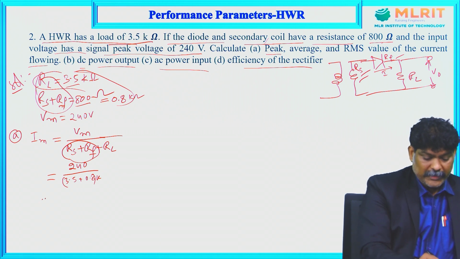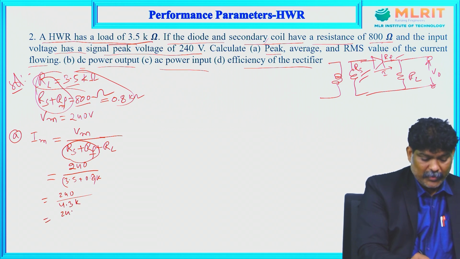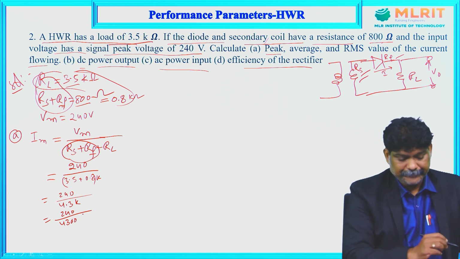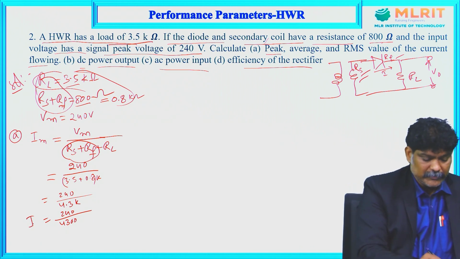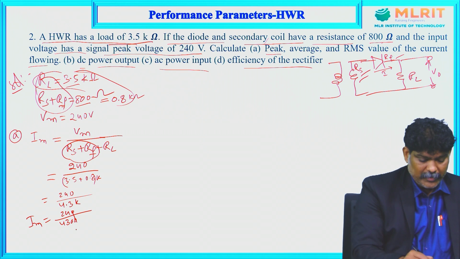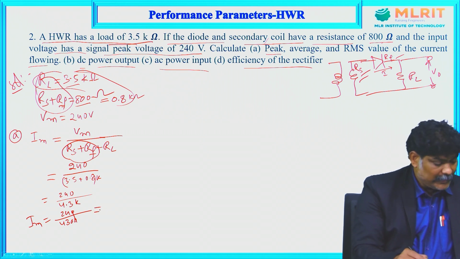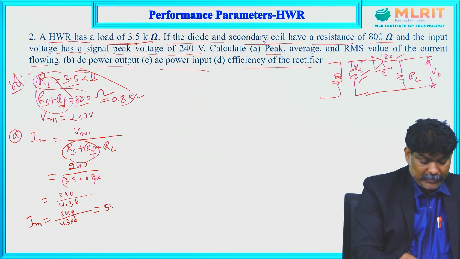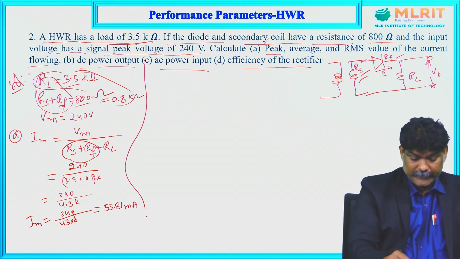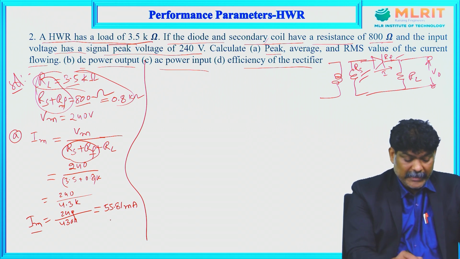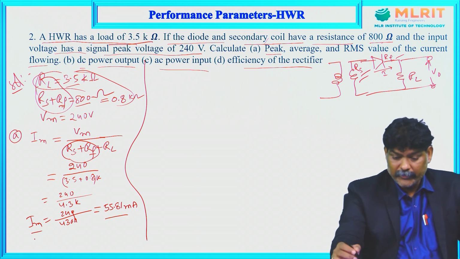Okay. So that is 240 upon 4.3 K, or we can write 240 by 4300 ohms. Okay. So that is Im. If you solve for this, the value is approximately 55.81 milliamperes. Im, the maximum peak current, we have got.